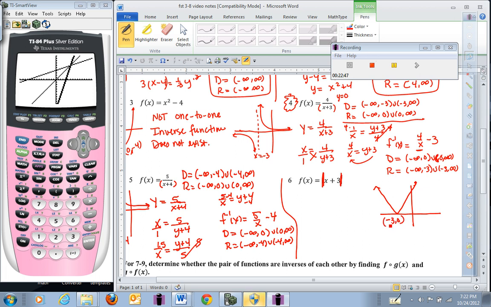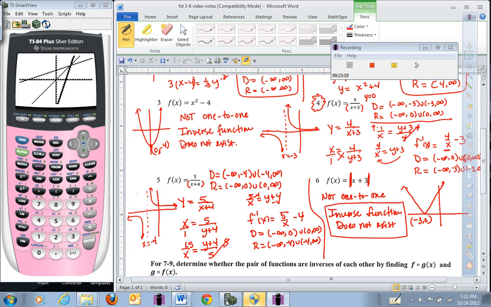Okay, does that pass the horizontal line test? And the answer to that is no. So this function is not one-to-one. And so we're going to say the inverse function does not exist. It has an inverse, but the inverse is not a function.